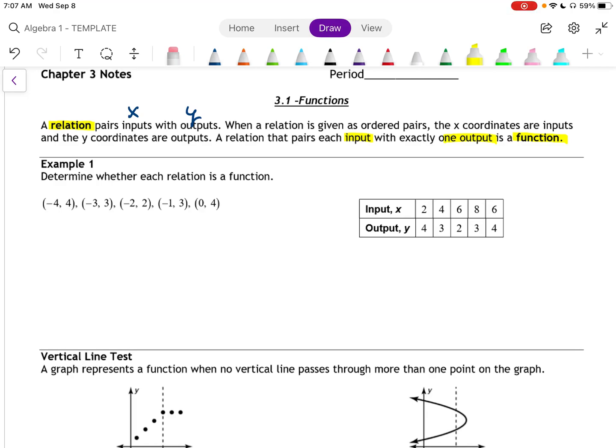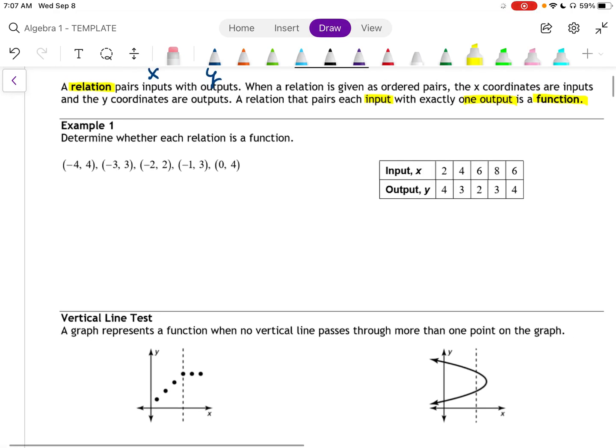So let's look at example 1. Here I'm going to look at my x's. I have -4, 4, -3, 3, -2, 2, -1, 3, and 0, 4. Now the really quick way to decide if this is a function is to ask yourself, are there any repeats in the x category? And there's no repeats, so this is going to be a function.